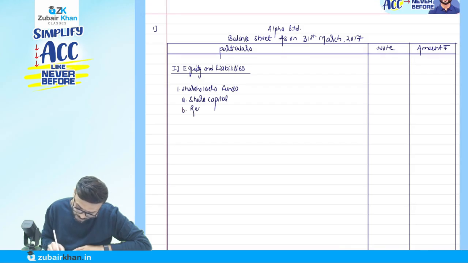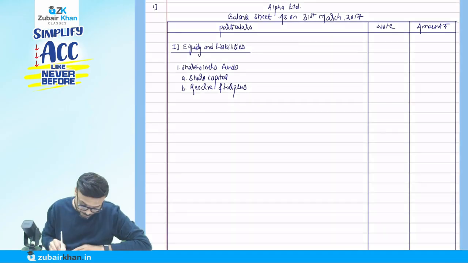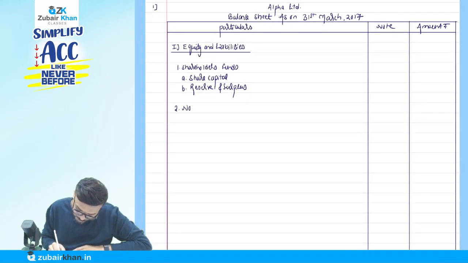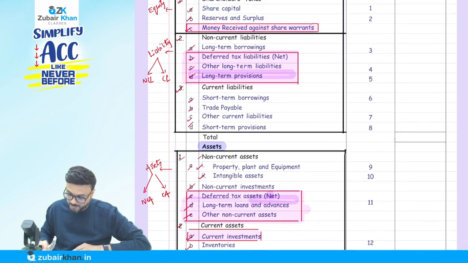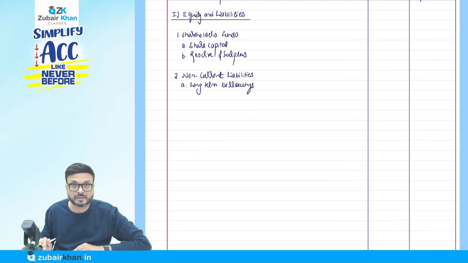B point, reserve and surplus. Now, non-current liabilities. What do we write under non-current liabilities? Only long-term borrowing. Write down non-current liabilities. A, long-term borrowings.